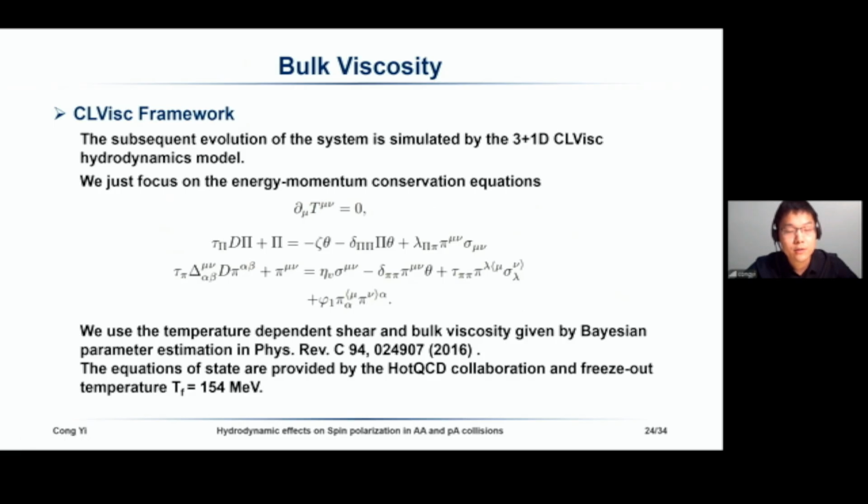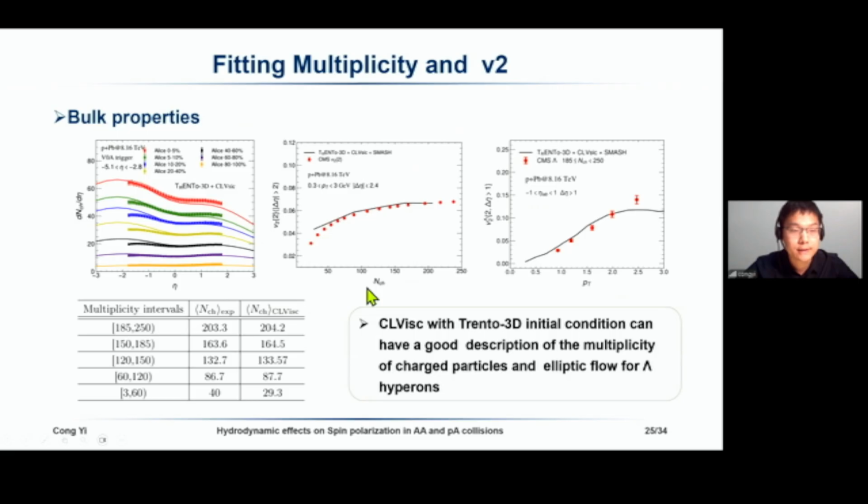Here, the temperature-dependent shear viscosity and the bulk viscosity are given by the Bayesian analysis in this paper. The equation of state is provided by the HotQCD collaboration's results, and the freeze-out temperature is set to be 154 MeV. We first use the charged particle multiplicity and the v2 of lambda hyperons and charged particles to calibrate our numerical parameters. Our current model can well describe these observables, and then we use these parameters to calculate the spin polarization in p-Pb collisions.